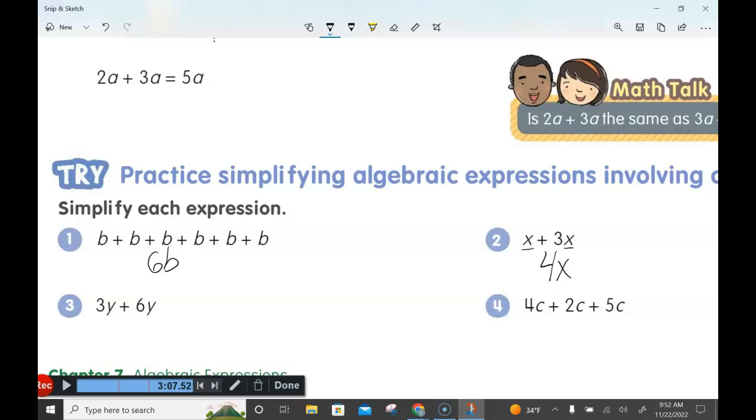Next one, 3y plus 6y is going to give us 9y. You can see the only thing that's changing is just the coefficient here. That's it. The variable stays the same. It's not like it's y to the power of 2 now. It's just 9y. Again, let's take a look at number 4. 4c, 2c, 5c. Add all the coefficients together. 4, 2, and 5 is going to give you 11. And the variable stays with that. It's 11c.